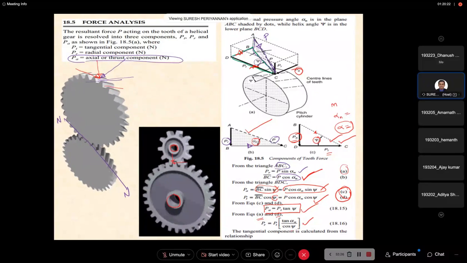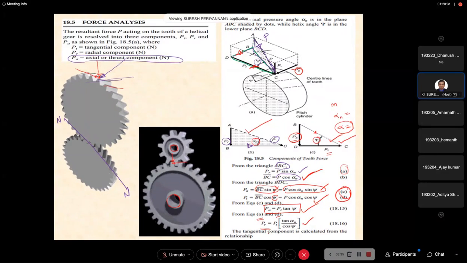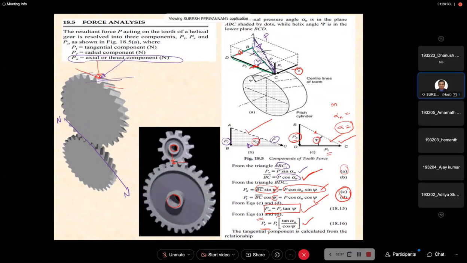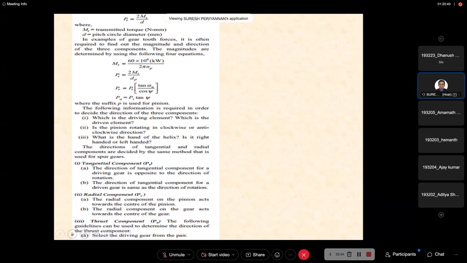Now suppose psi, the helix angle, is 0. This is satisfying our spur gear: PR is equal to PT into tan alpha. This information is very important.